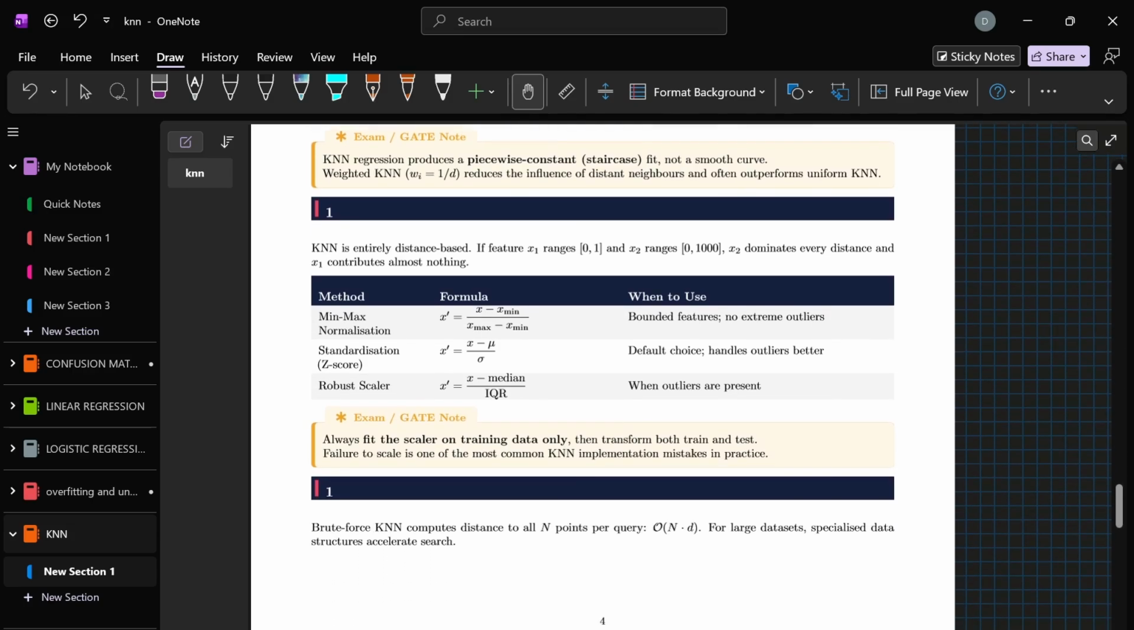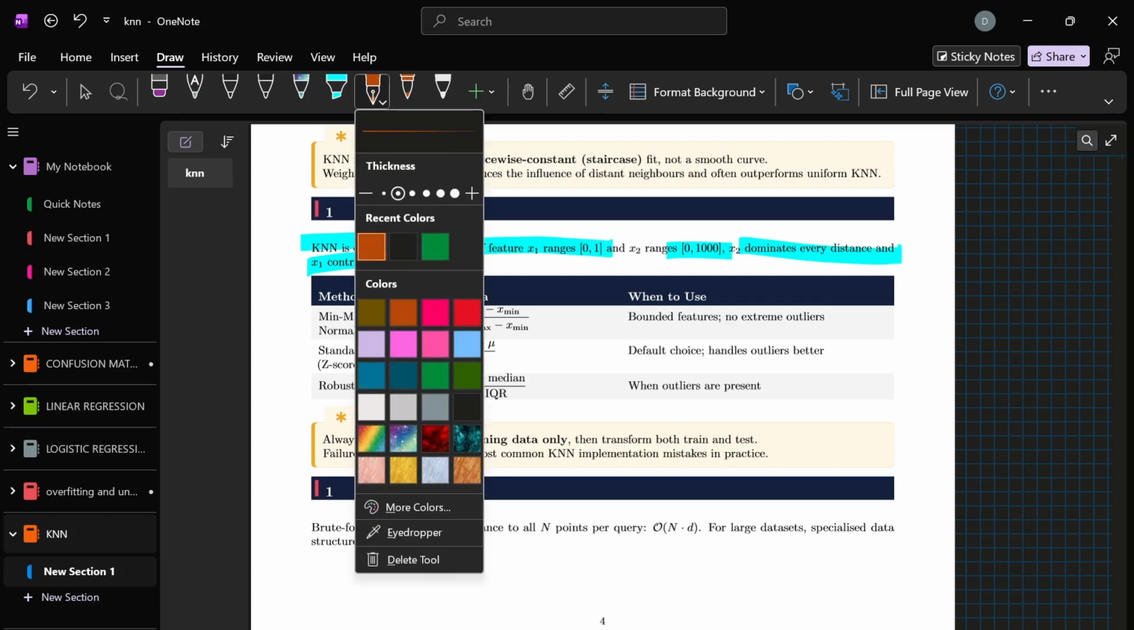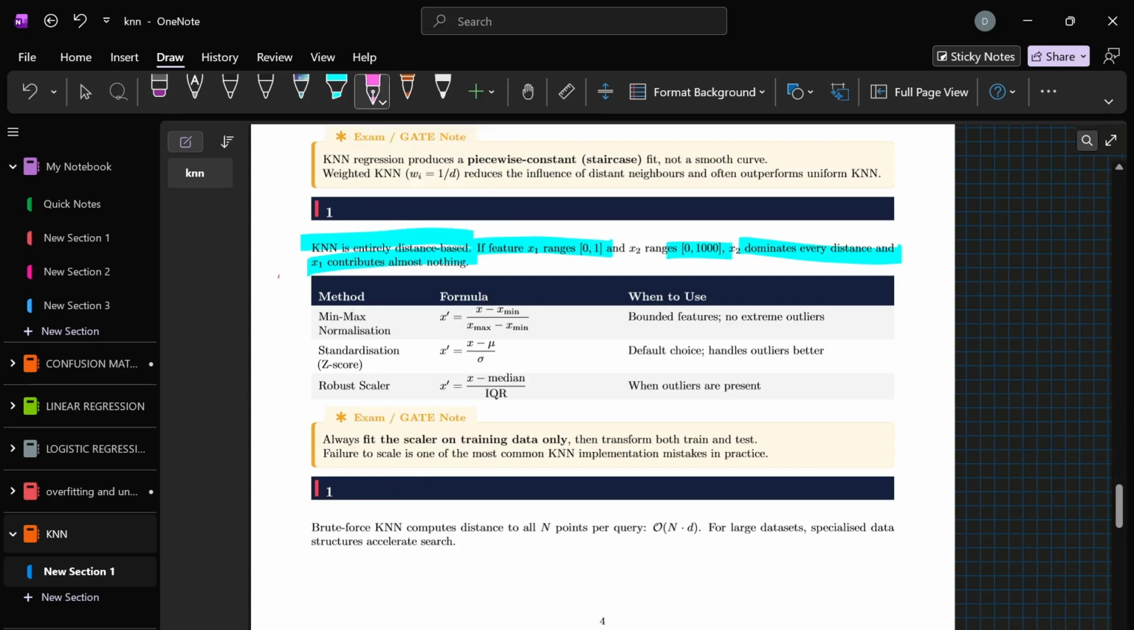Section 6 contains feature scaling, a critical point that people get wrong most of the time. KNN is 100% based on distance. So if one feature ranges from 0 to 1000 and another ranges from 0 to 1, the big scale feature completely dominates every distance calculation. The other feature becomes invisible. You must scale your features before KNN.